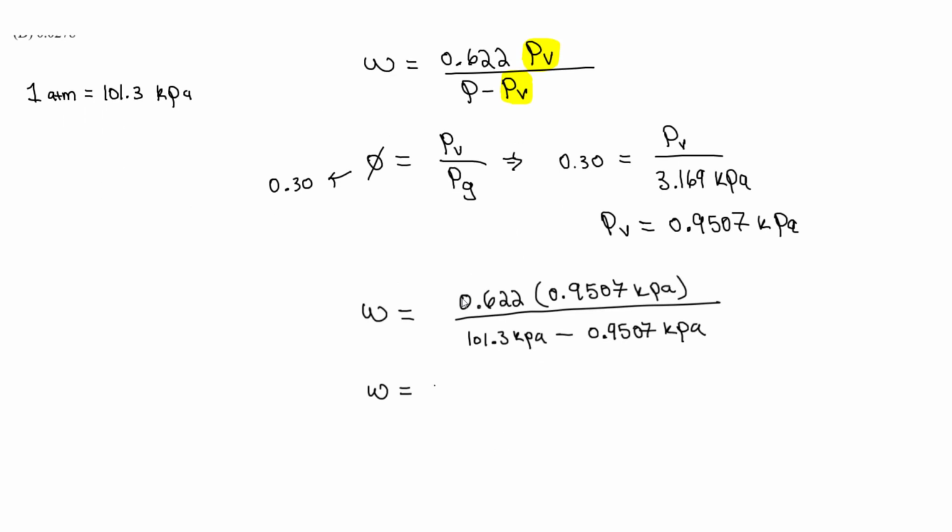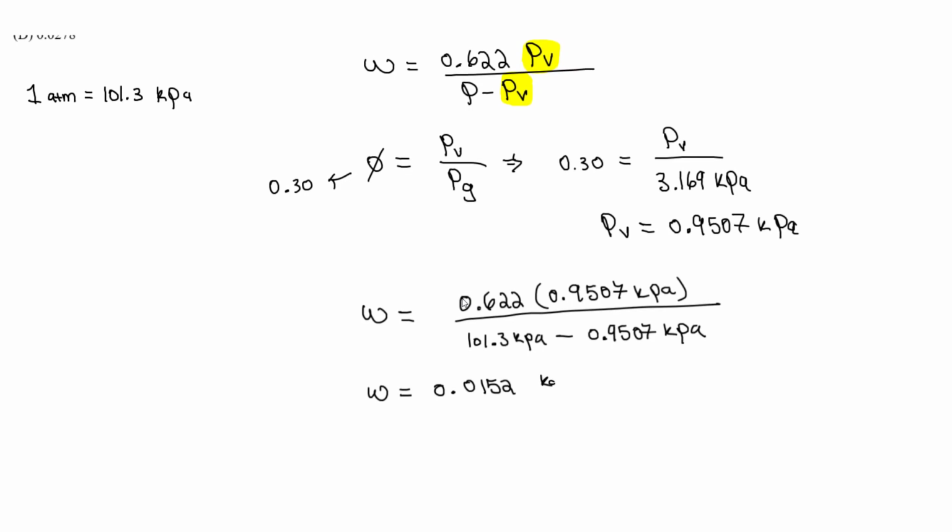And we get 0.0152. It's going to be kilograms of the moist air divided by the kilograms of dry air.